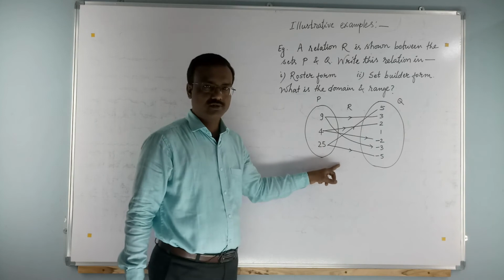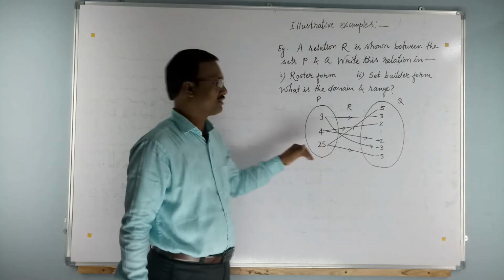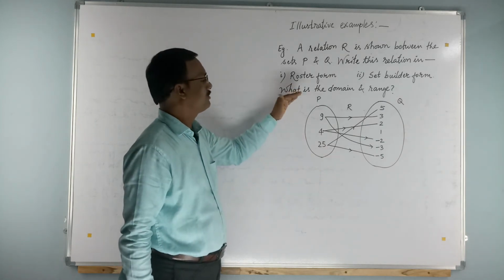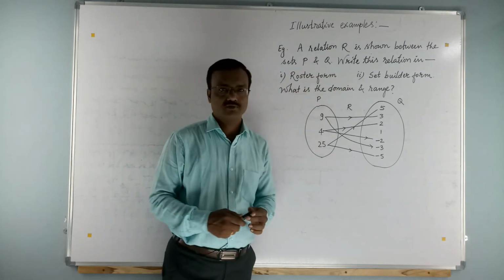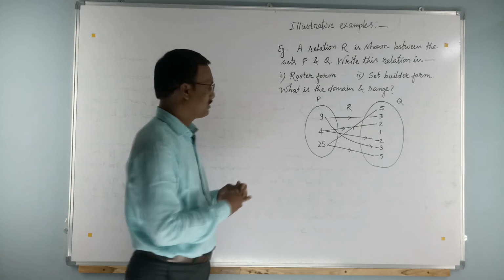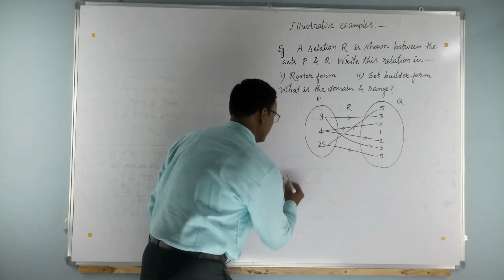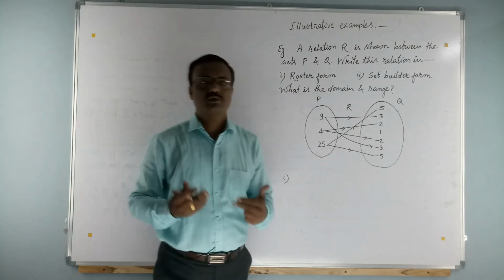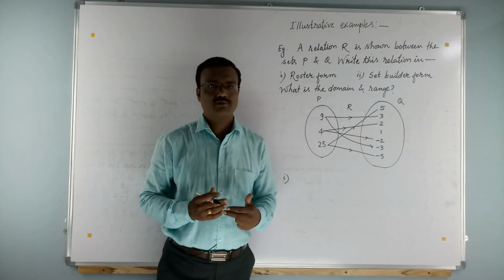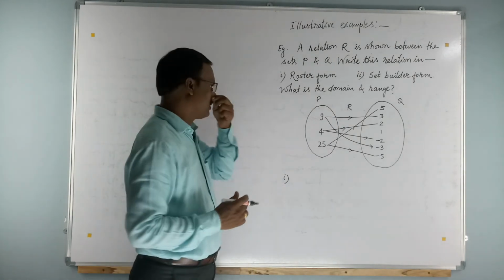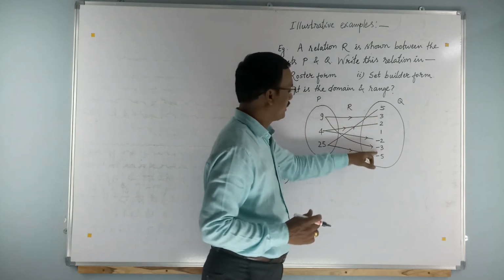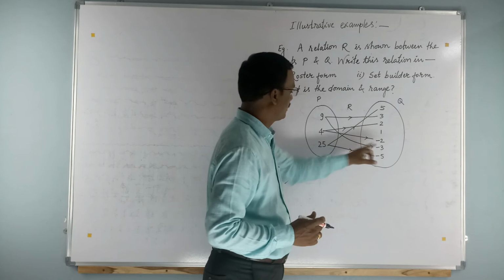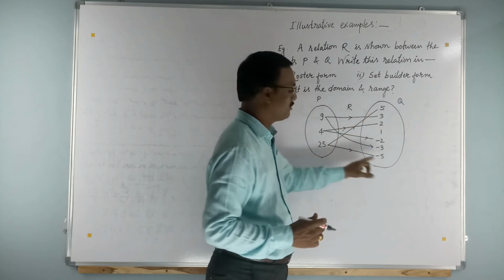This is the picture for that relation, the diagrammatic representation. In this question we have to express the same relation in the roster form and in the set builder form. First, the roster form. Roster form means we have to list the pairs of elements in the relation R. Clearly it can be seen 9 is related to 3, 9 to minus 3, 4 to 2, 4 to minus 2, 25 to 5, 25 to minus 5.